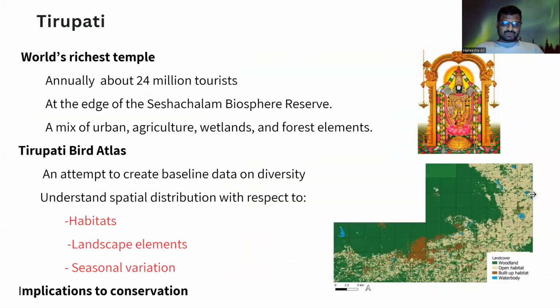Why Tirupati? We know Tirupati is the world's richest temple, visited by more than 2.5 crore people every year. It is at the edge of the Srisailam Biosphere Reserve, and it is a mixture of urban, rural, wetland, and forest elements. For three reasons, we need a bird atlas: to create baseline data of biodiversity, to understand the spatial distribution across habitats, landscape, and seasonal variations. Through this, we can derive conservation implications in this region.